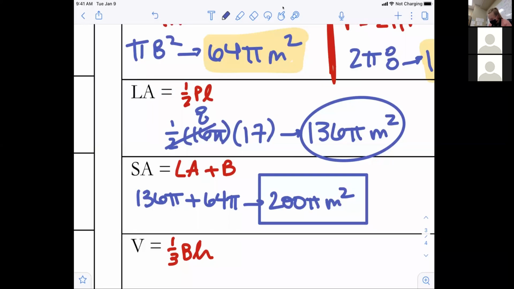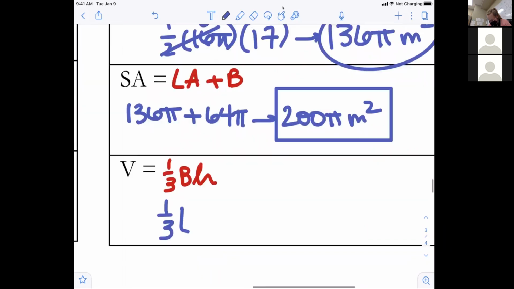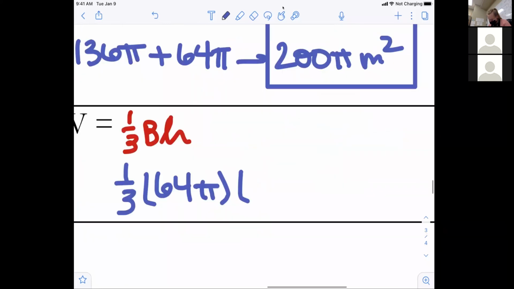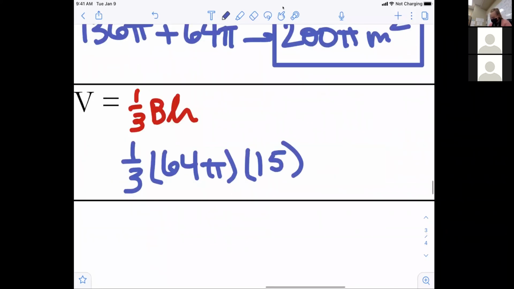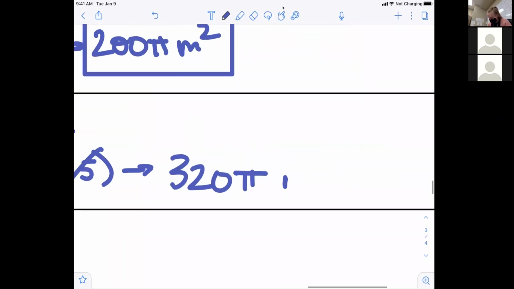And then last, 1/3 base was 64 pi. And then height, it says H, not L, so height was 15. I cannot do 1/3 of 64, but I can cleanly do 1/3 of 15, and that's 5. And 64 times 5 is going to be 320 pi meters cubed.